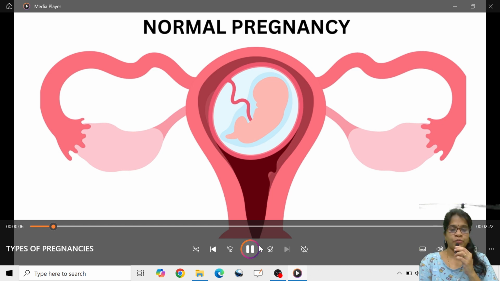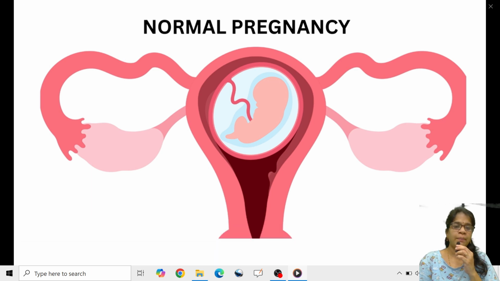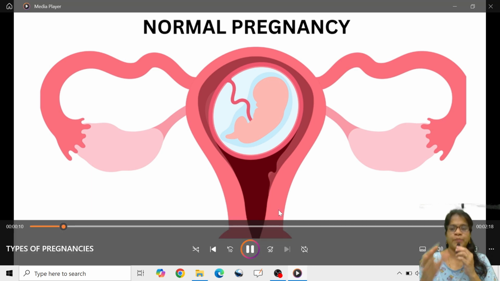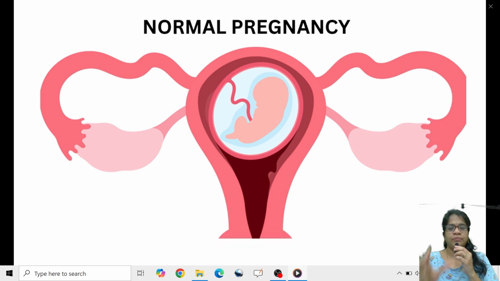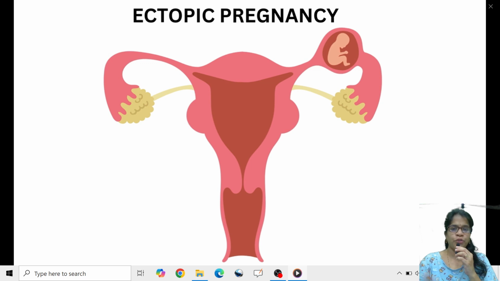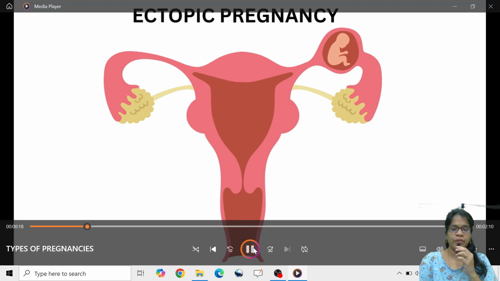See, this is a normal pregnancy where the baby is held in the uterus. But what happens in ectopic pregnancy? In ectopic pregnancy, in any part of your female reproductive system other than the uterus, the baby starts growing there. It could be the fallopian tube. This is an example of it. If the baby starts growing in the isthmus part of your fallopian tube, that is called ectopic pregnancy. If you have any doubt regarding the reproductive system parts, you can refer to the description box.